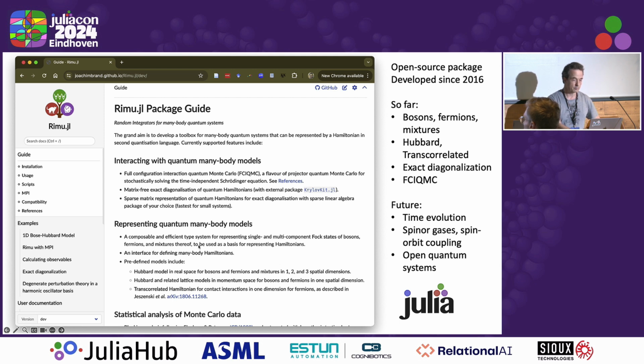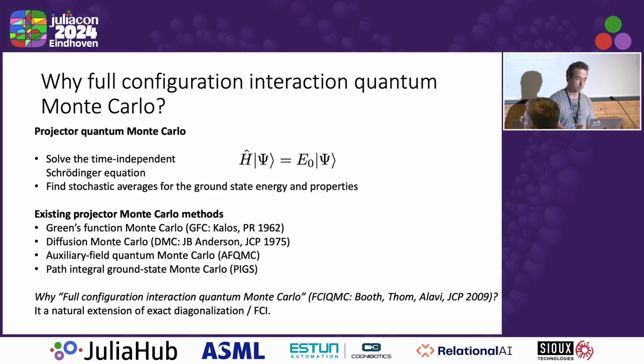So we have a suite of basis states, Fock states, Slater determinants to represent these kinds of problems, and we have an interface for defining many-body Hamiltonians, and I'll show you some code examples later. Predefined examples here are Hubbard models, Hubbard-related lattice models, also transcorrelated Hamiltonians for contact-interacting quantum particles, as relevant for ultra-cold atoms. And then some statistical analysis.